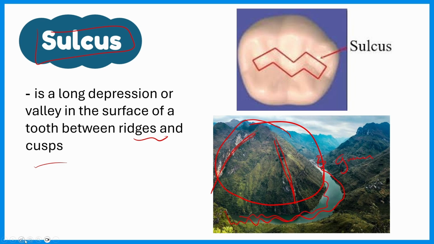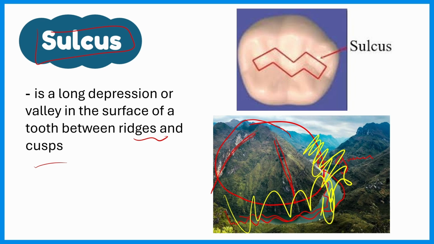Now I'm just changing the color for the valley. Look at this whole valley right over there, that's what we call a sulcus. So obviously right there on the tooth, there's a sulcus, goes there, goes there, goes there. So it's just a long depression or a valley. It can be found between the ridges and the cusps.